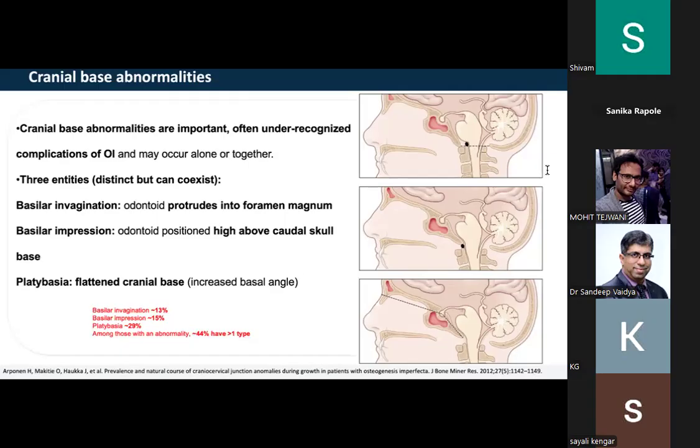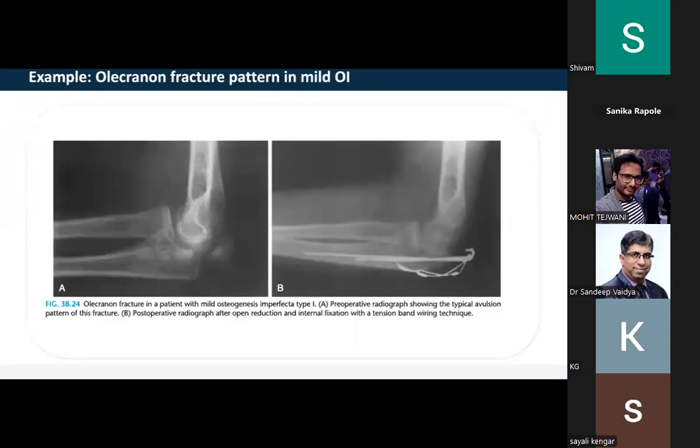The image in the middle is showing basilar impression. That is, the tip of the dens is located at an abnormally higher position, but it is not protruding into the foramen magnum. And the image on the bottom right is platybasia, where the anterior cranial base angle, the nasion-tuberculum sella-basion angle, is flat.